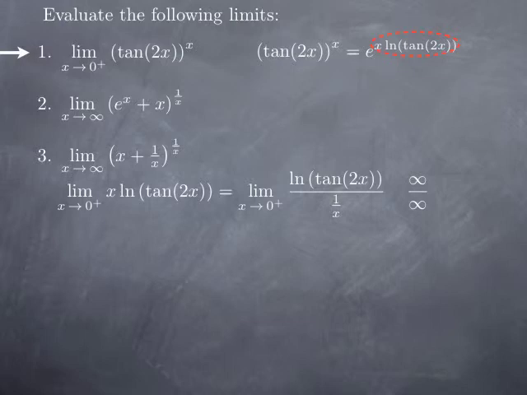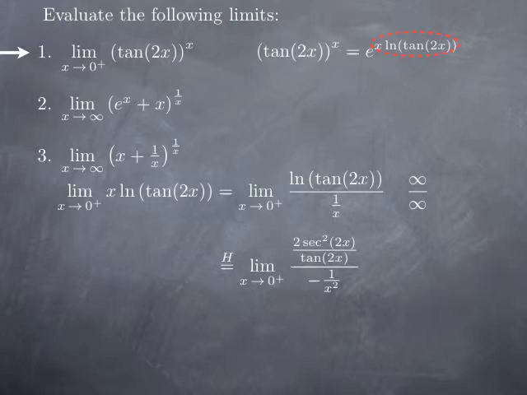So we can use the rule of de L'Hopital, and that means that the limit is the same as the limit at 0 of the quotient of the derivatives. So let's examine the derivatives. The derivative of ln of tangent 2x is going to be the derivative of tangent 2x divided by tangent 2x. But the derivative of tangent is secant squared, so using the chain rule, the derivative of tangent of 2x is secant squared of 2x multiplied by the derivative of 2x, which is 2. So we get at the top 2 secant squared 2x divided by tangent 2x. Then we divide that by the derivative of 1 over x, which is negative 1 over x squared.